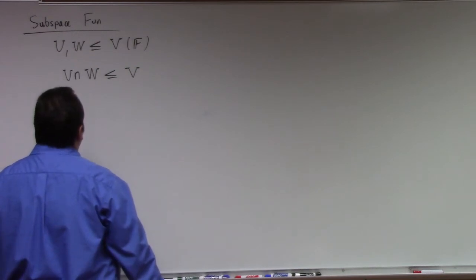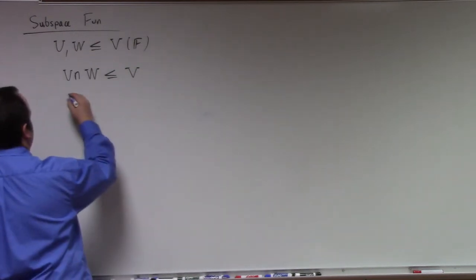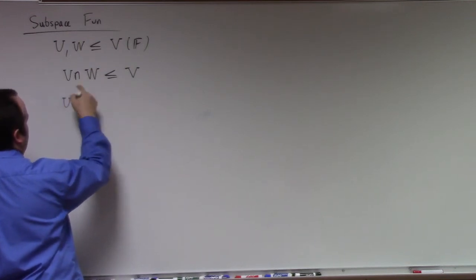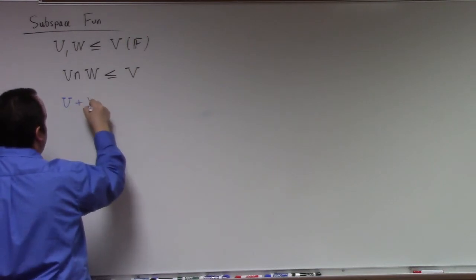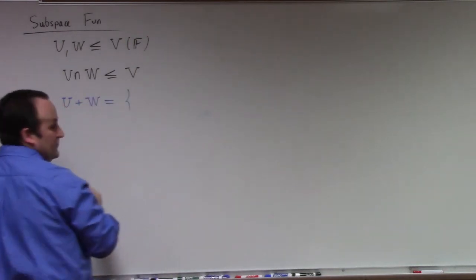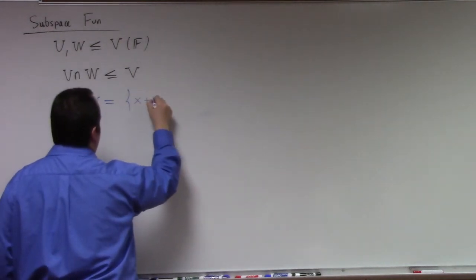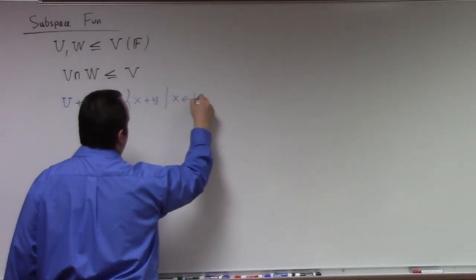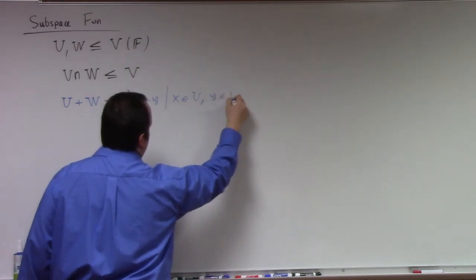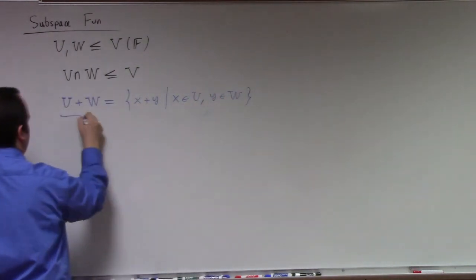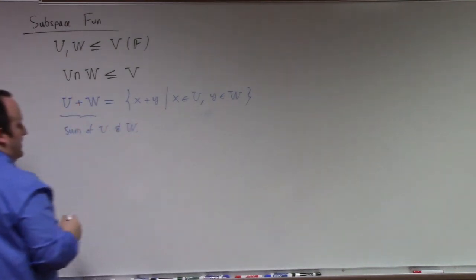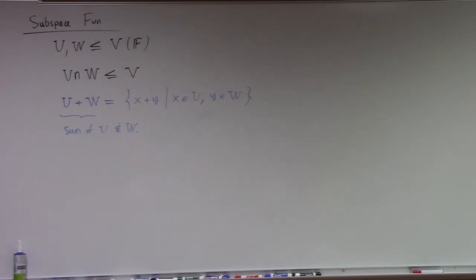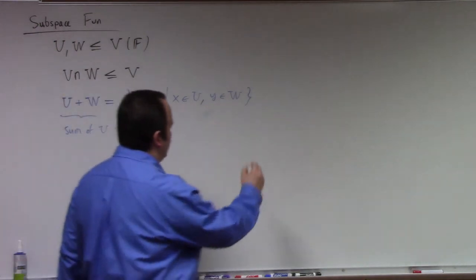So sad. Anyway, this intersection is defined by set theory, right? I don't need to do anything more for that, but for this we have to give a definition. U plus W, what's that? It's x plus y such that x is in U and y is in W. This is called the sum of U and W. You can also prove, again, it's very boring, by the subspace test that it's a subspace of V.